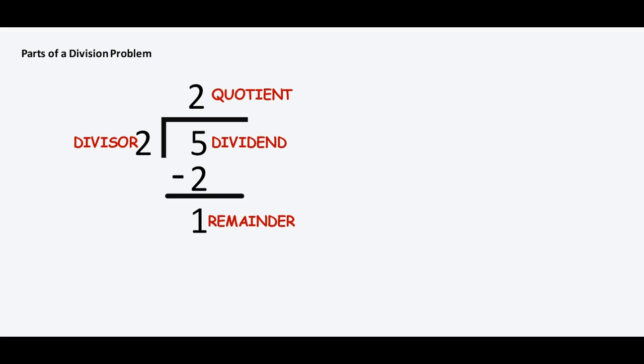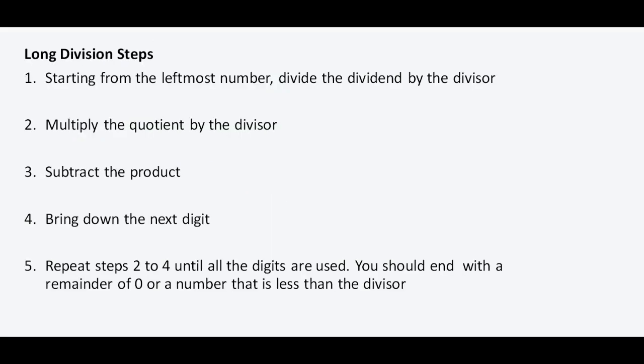And when we look at a division problem, the number inside of the division sign is called the dividend. The number on the outside, which you're going to use to divide, is the divisor. Your result is the quotient. And if you have a remainder, a number left that is less than the divisor, that is going to be your remainder. Now let's look at our steps.